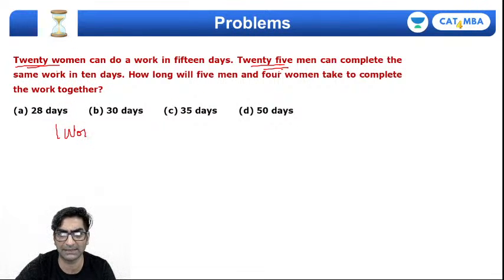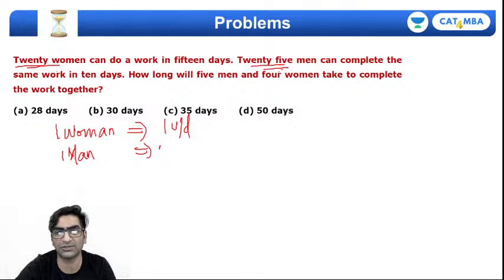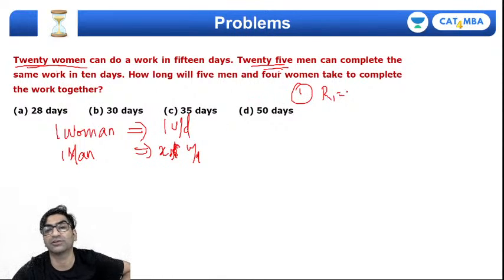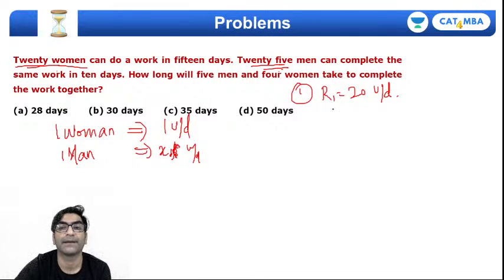Let's say one woman does 1 unit every day and one man does X units every day. Now, how many women do I have? 20. So let's go with this step by step. First step, right? We have 20 women. Rate will be the work done by 20 women in a day. So that's going to be 20 units per day, right? And time given to me is 15 days. So if this can do the work, then 20 into 15 is the work done.